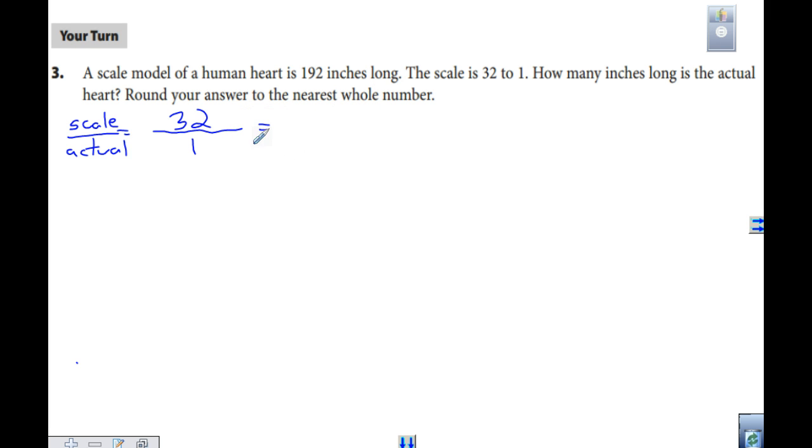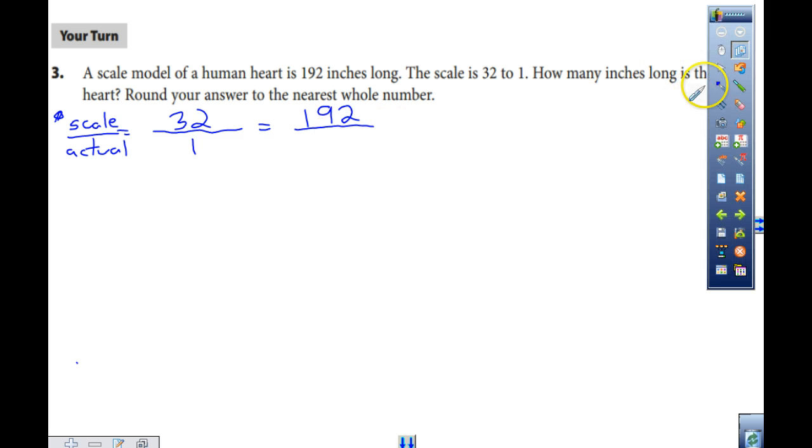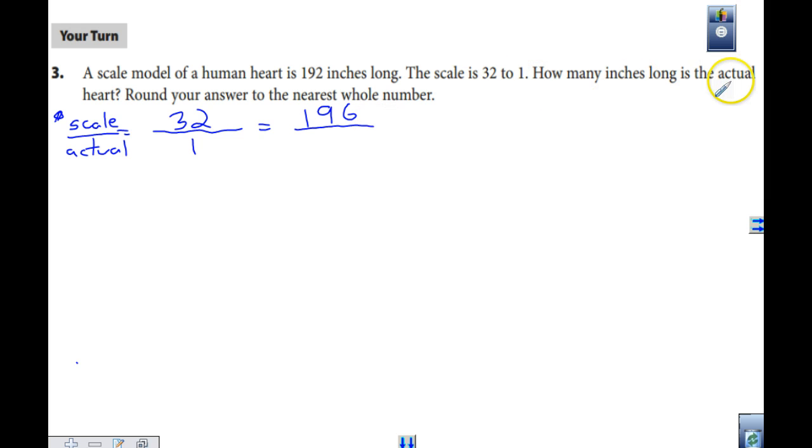All right, and it says the scale of the human heart is 192. Okay, so I know I'm doing proportion. Does the 192 go on the top or the bottom? Okay, so there you have it. We know scale goes on the top. 196. Oh, that's right. In your books, it's 196. Let's use that. And we don't know, and the question lets us know how many inches is the actual. So it makes sense for the actual. That's where the variable is. And then we can go ahead and solve that.